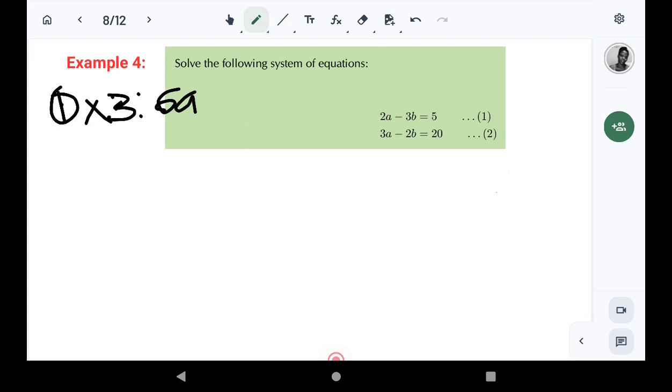Minus 3b multiplied by 3 gives us negative 9b. And then 5 multiplied by 3 gives us 15. That is the first one multiplied. Okay, the second one multiplied by 2.